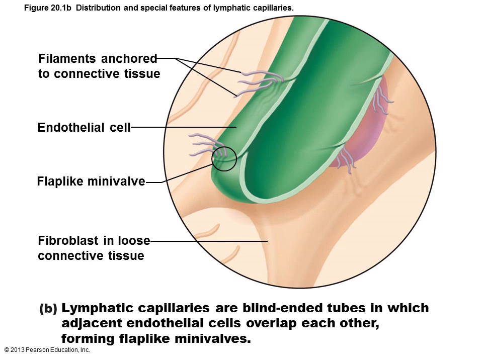These endothelial cells overlap loosely to form one-way mini-valves, and they are anchored by collagen filaments, preventing collapse of the capillaries. Extracellular fluid volume increases in these lymphatic capillaries, which opens the mini-valves, and therefore pathogens travel through the body via lymphatics.